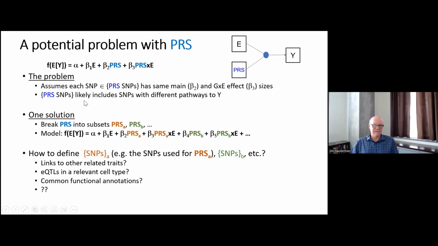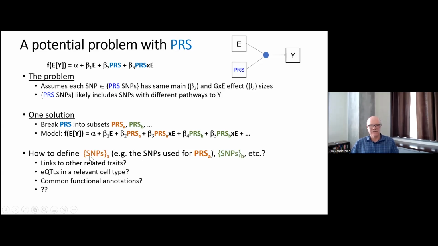But it's very likely, we talked a little bit about that this morning, that the SNPs that form a PRS include SNPs with very different pathways. So one solution that we see is to think about breaking the PRS up into subgroups. So subgroup A, subgroup B, et cetera. And rather than modeling a single PRS, thinking about multiple PRS and multiple terms in a model, which still is going to have a much lower dimension than putting hundreds of SNPs in, for example.